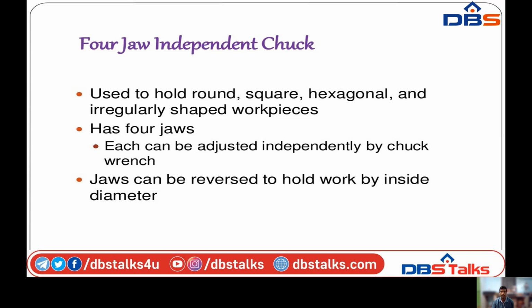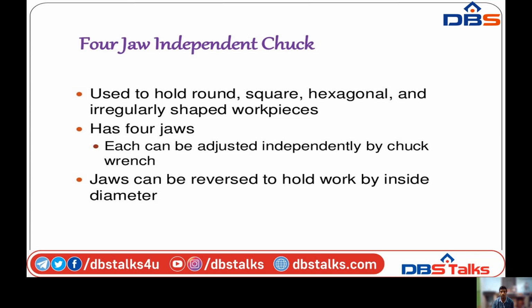Next, coming to the four jaw chuck. The four jaw is an independent chuck. Independent means not dependent on any other jaws. When we move one jaw, the other three jaws do not move, because the four jaw is an independent chuck. They move independently.